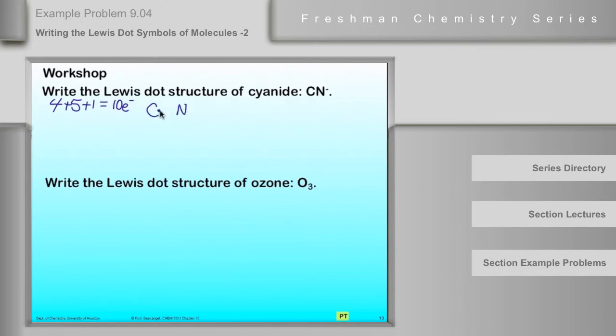So we'll take the next step and we'll put in our starting point of a single bond. Put in a single bond, take away 2 electrons for the single bond. That gives us 8 electrons to put on the atoms. And a reasonable way to do it is to put 4 on the nitrogen and 4 on the carbon as a good starting point. And now neither one of these atoms has an octet.